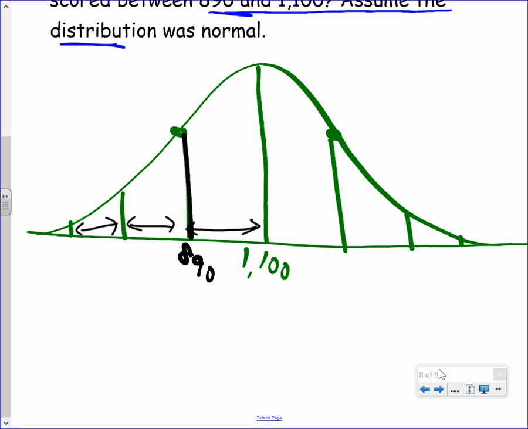How about 2 standard deviations below 1,100? So I'm going to take 890 minus 210. 680. 3 standard deviations below, 470. 1 standard deviation above is going to be 1310. 2 standard deviations above, 1520. And then 1730. Okay.